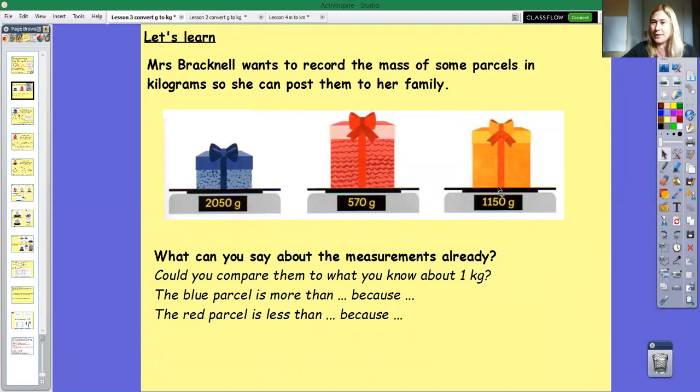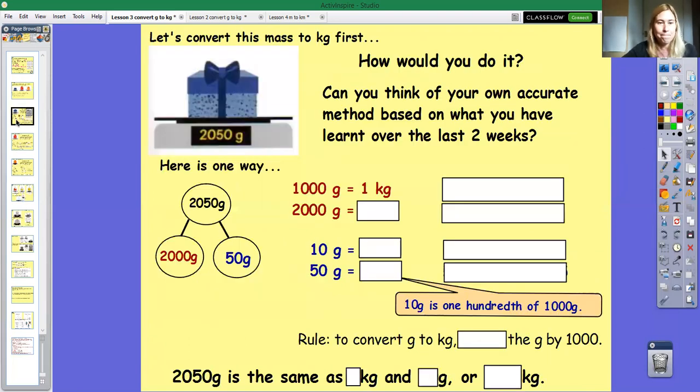So hopefully that just gives you a sense. It's always good to look at the information you're given, just so that you can make a decision about what you've got. It will help you work out problems later. Okay, so let's convert the mass of the blue parcel first. Now I want you to think about how you would do this, because we've done lots of converting over the last couple of days and the last week as well. So can you now think about your own accurate method for turning these grams into kilograms? Okay, pause the video now and have a think about that.